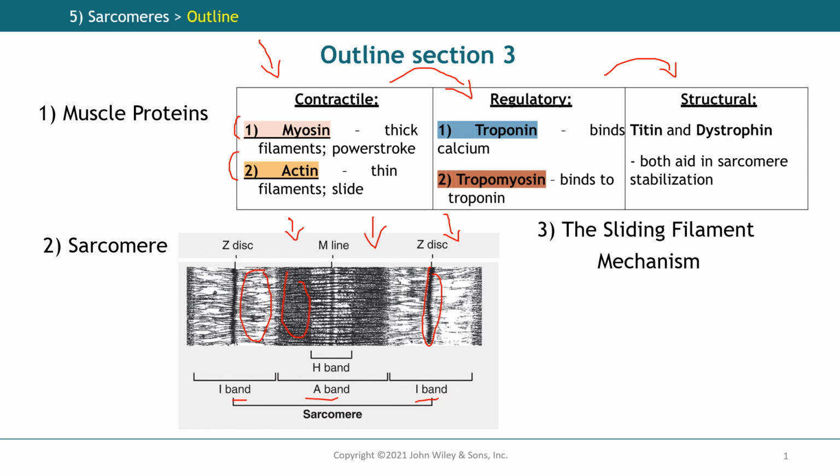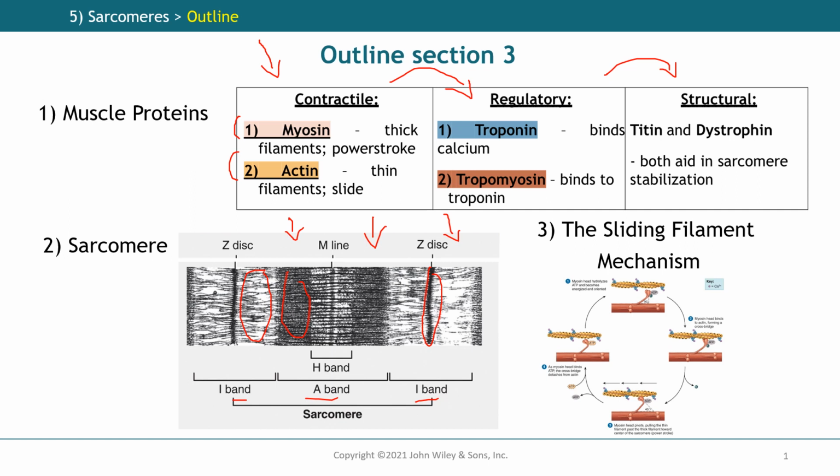And we will describe all these bands and lines, okay? Finally, at the end, we will talk about the sliding filament mechanism. And in your textbook, they have one wonderful video that describes all of that. I will post a link so you can watch it. Here, I'm going to give you a very quick explanation of only 4 steps. Okay, I hope that you're excited to finish this section. So let's start right now.